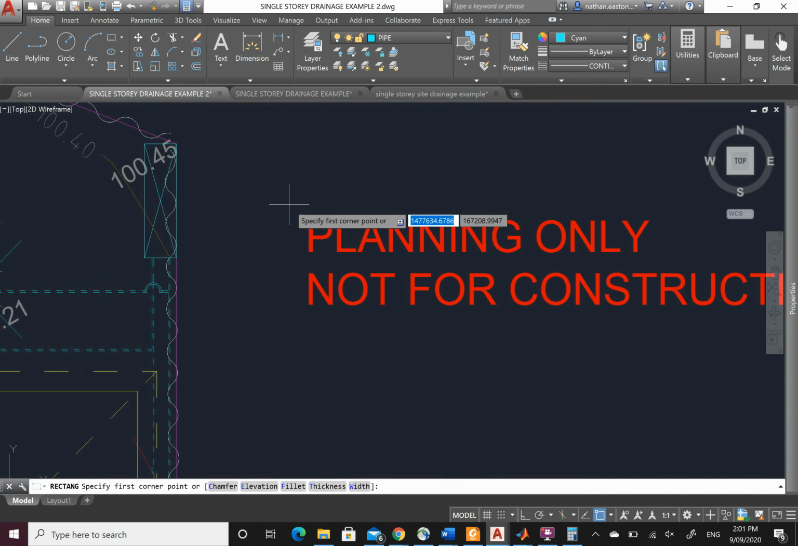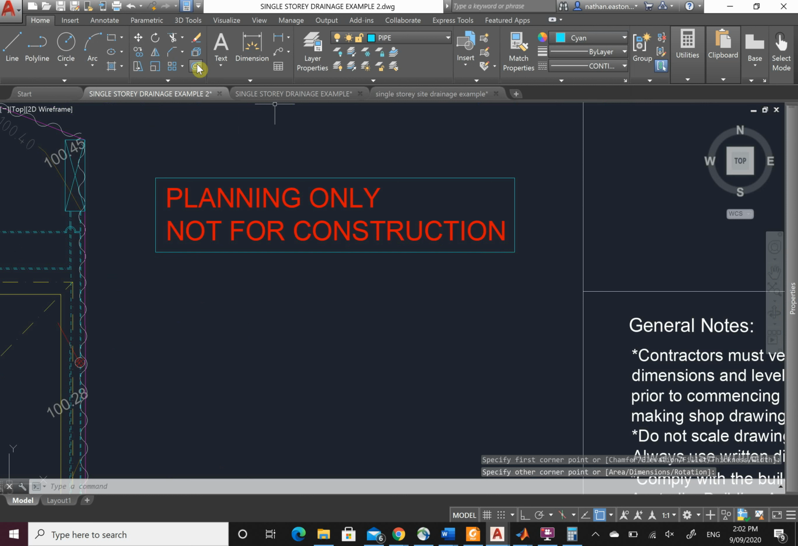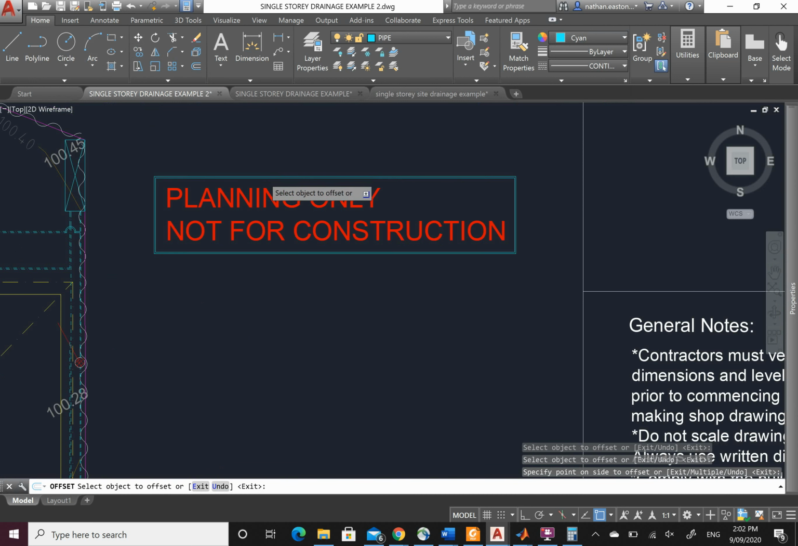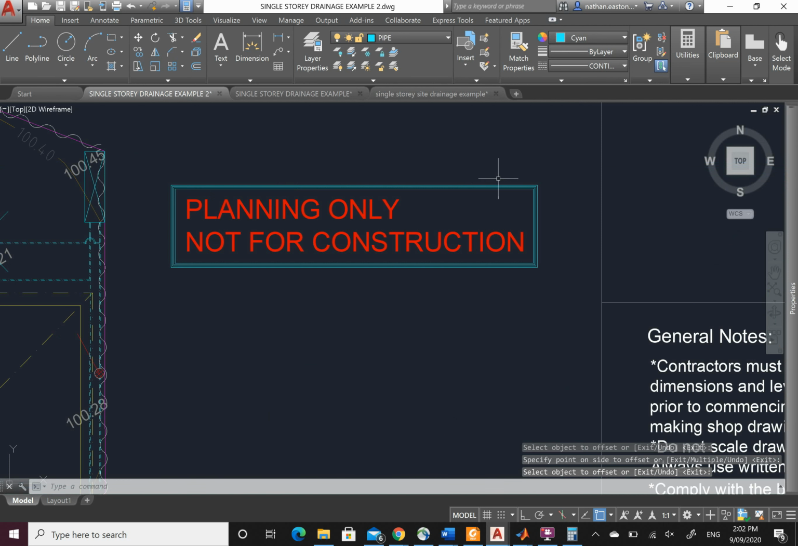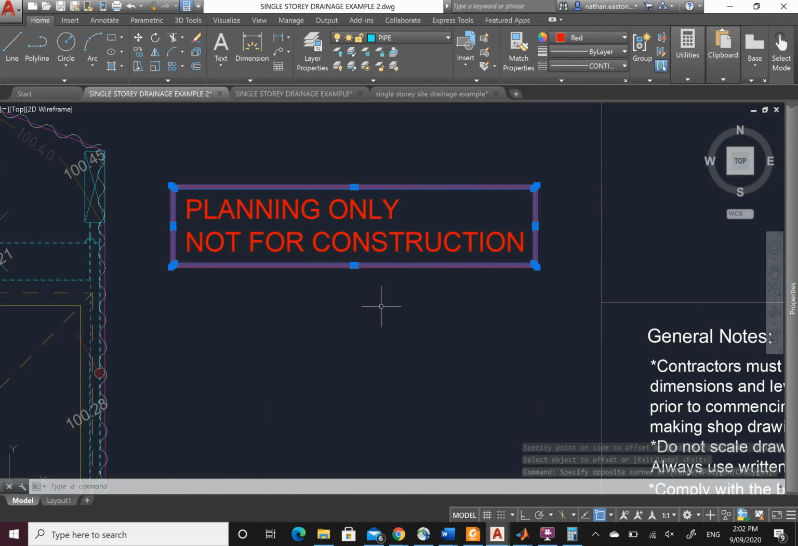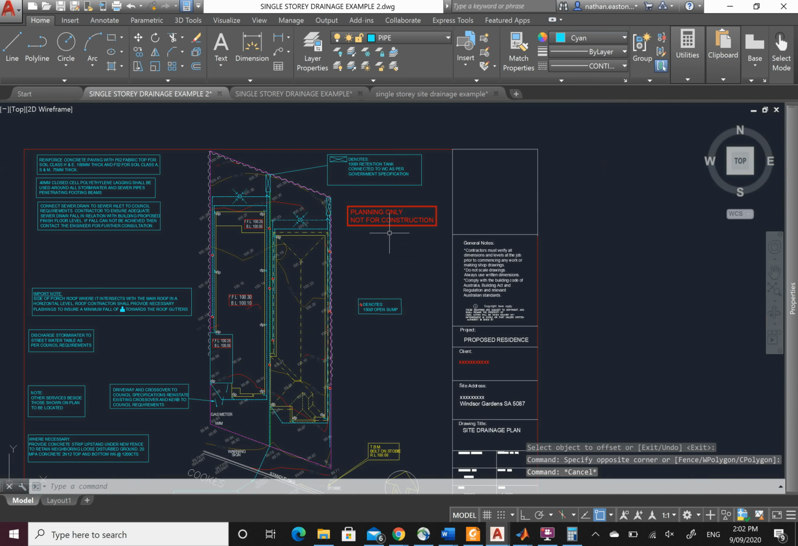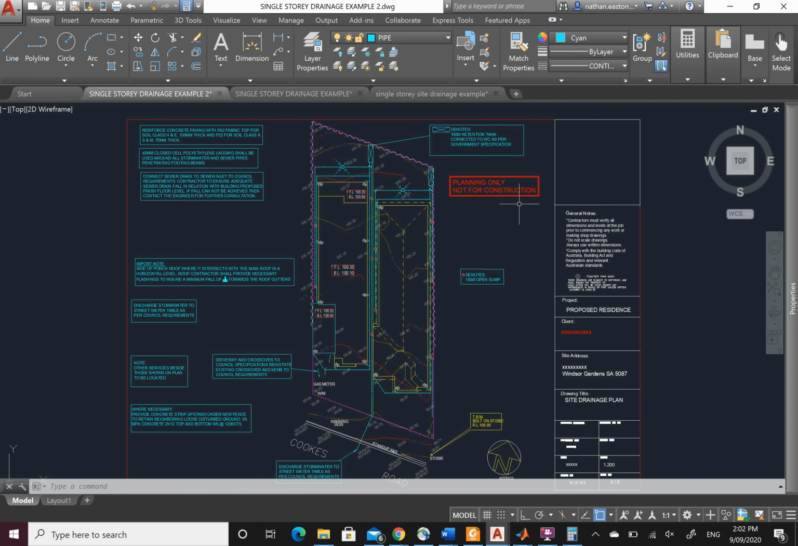So make it look like it's an actual stamp. So draw a nice box around it. Offset by say 50. Hopefully that's enough. Just put a few of them on there. So this is our get out of jail free card. This is, hey, we told you, do not construct with these plans. So we have to stamp it on there. Okay, so if your trades come in and start building, and you've got this on there, you know, we've told you, these are only for planning, you're not supposed to build with them, these aren't final. So this is it, this is your site drainage done.